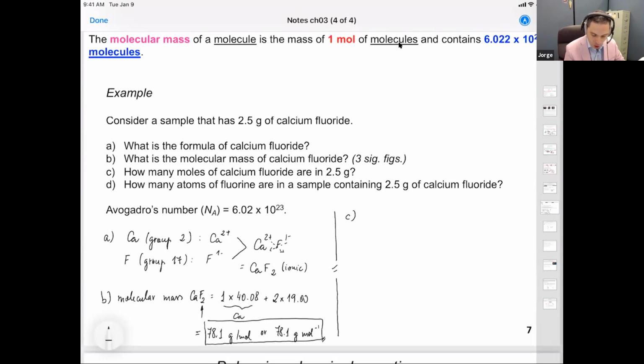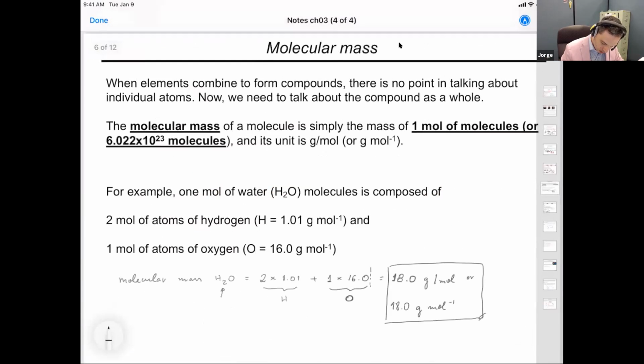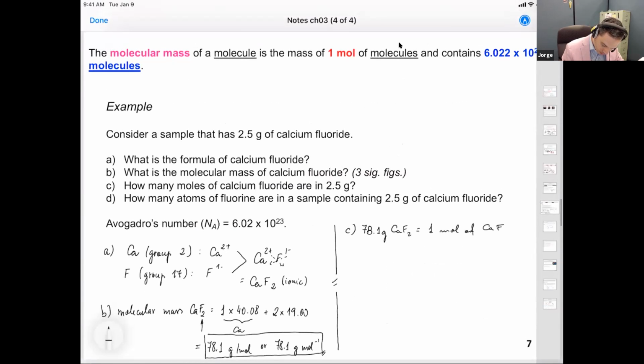Okay, so again, you can always write this as a conversion factor. 78.1 grams of calcium fluoride corresponds to 1 mole of calcium fluoride. Okay, so this is the molecular mass, 78.1, and that corresponds exactly to 1 mole of calcium fluoride. So look at that as a simple conversion factor, and then we can use a simple proportion to solve the problem. Okay, so the question is asking us how many moles of calcium fluoride are in 2.5 grams.